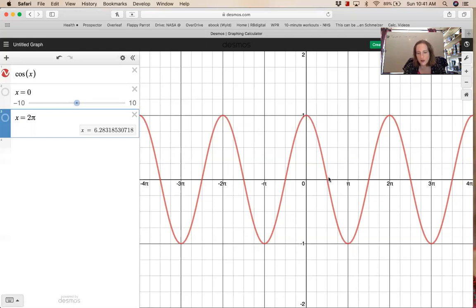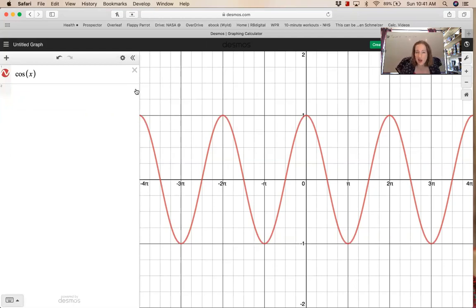Or you can think of it, if 0 is our baseline, this goes up 1 unit to get to the height of our wave, or our periodic function. Okay, so our basic sine function has amplitude 1 and period 2 pi. Now what we want to do is mess around with this function and see how we can change the period and change the amplitude.